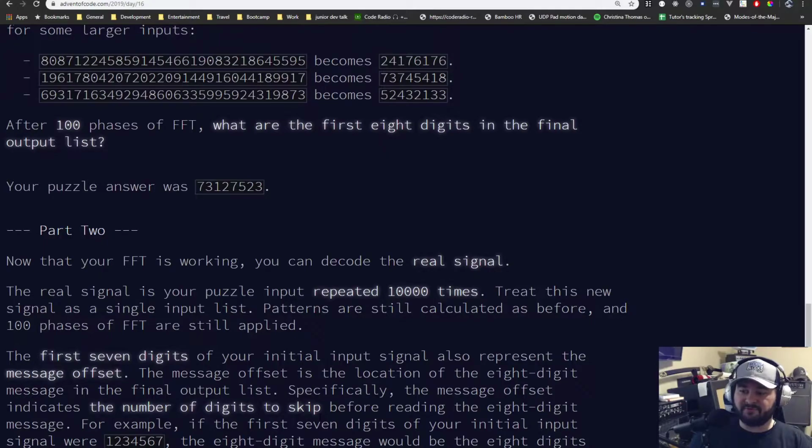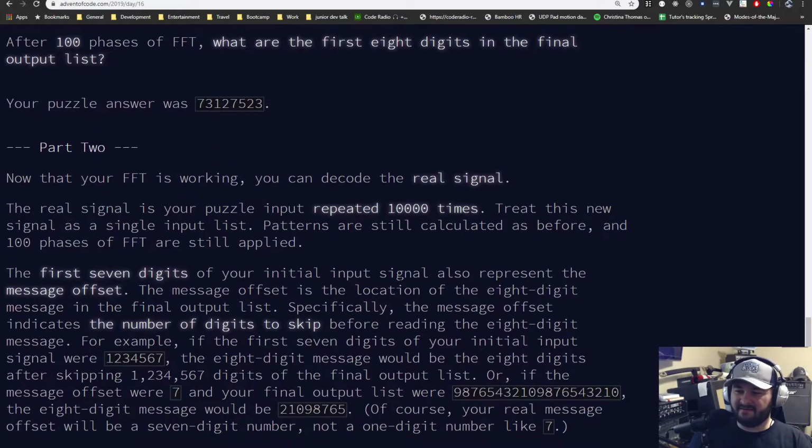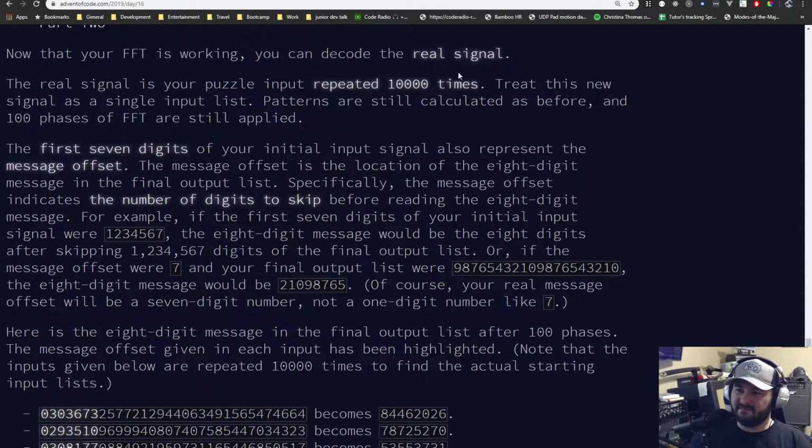So for part 2, they're going to say the real signal, okay, not that puzzle input, but the real one, is going to be that puzzle input, which, if you remember, is this giant string repeated 10,000 times. So you're going to take this and make 10,000 copies of it and smash it together into one giant string. And that is going to be your input signal. And then they say you want to calculate this after 100 phases. But there's a few things they're going to change on you here.